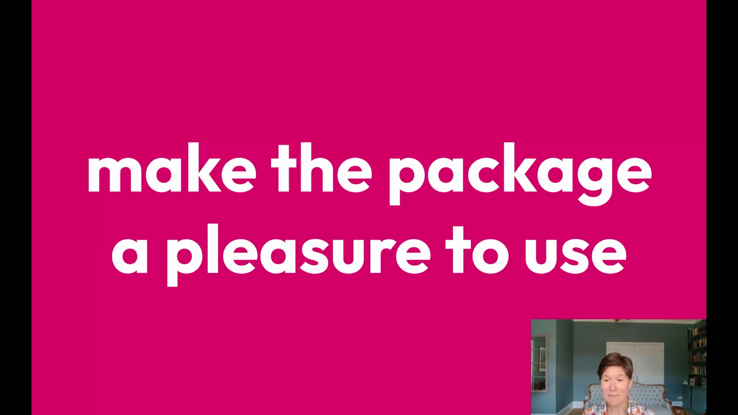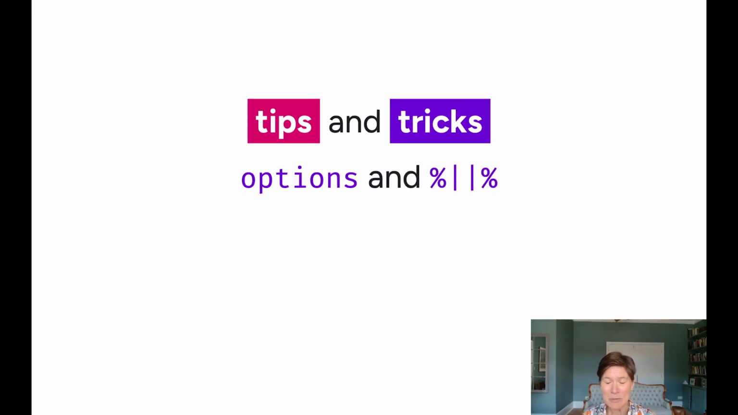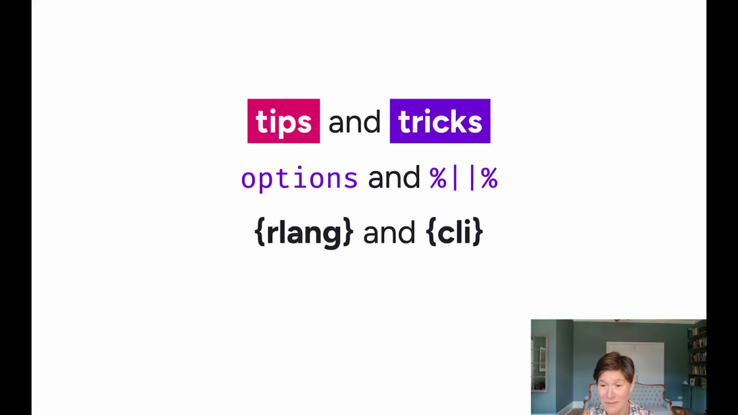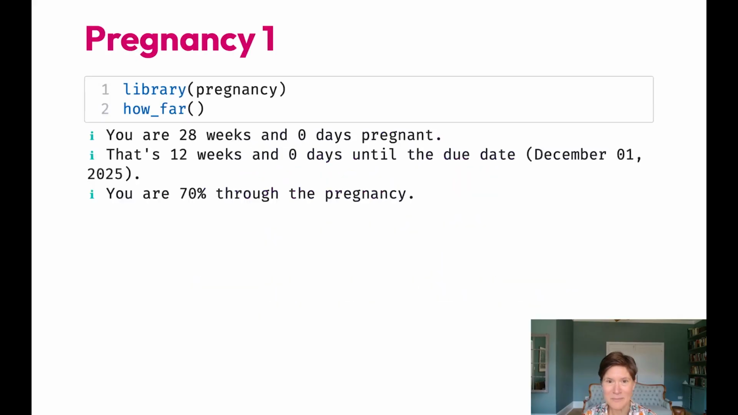So today, I'm going to introduce the pregnancy package, the general version, and also provide some tips and tricks that I think make a package a pleasure to use in general. In particular, I'm going to talk about options and the null coalescing operator, about rlang and cli for nicely formatted and informative messages, and using utility and helper functions.